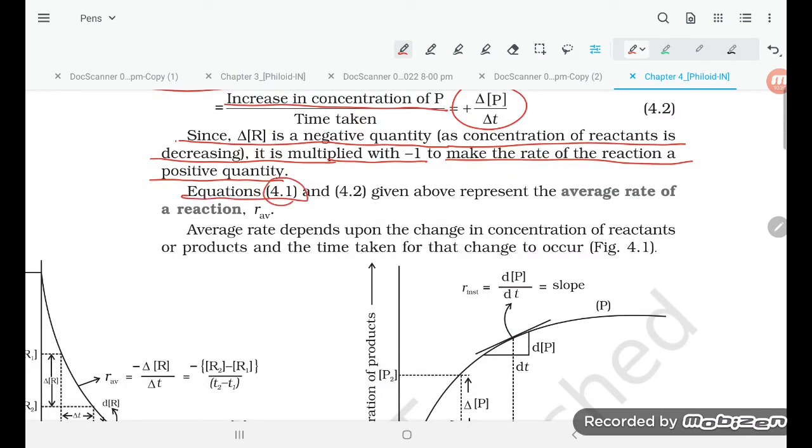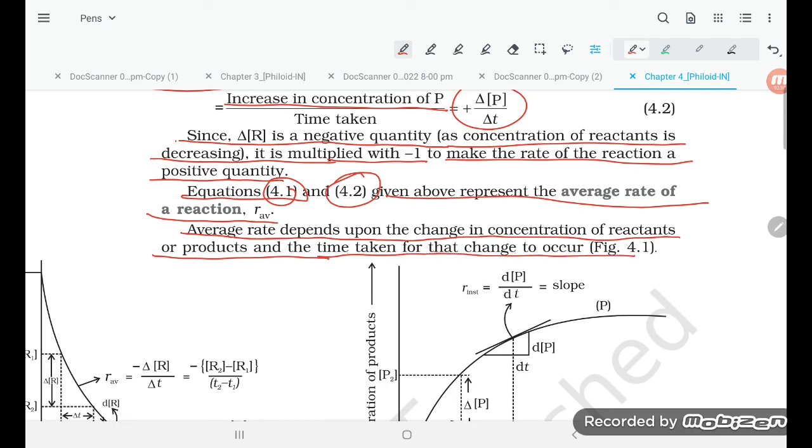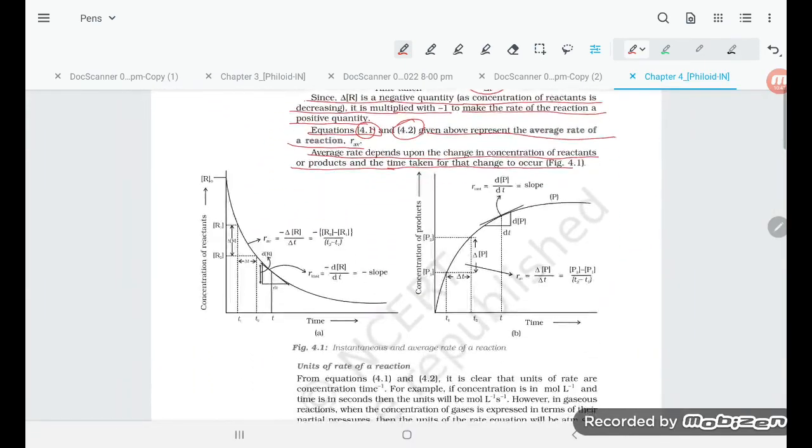Equations 4.1 and 4.2 represent the average rate of reaction. Average rate of reaction depends upon the change in concentration of reactant or product and the time taken for the change to occur. Okay, so, instantaneous and average rate of reaction.